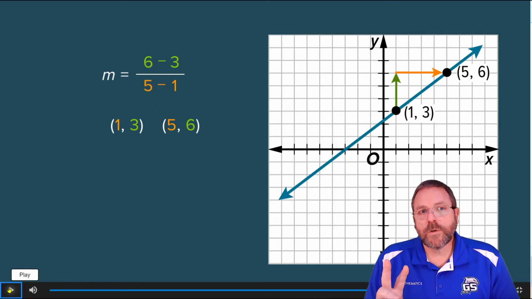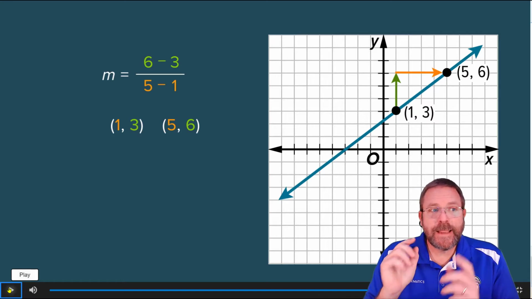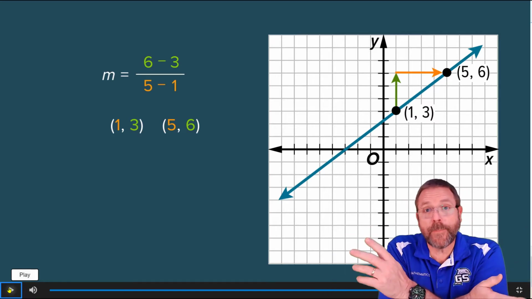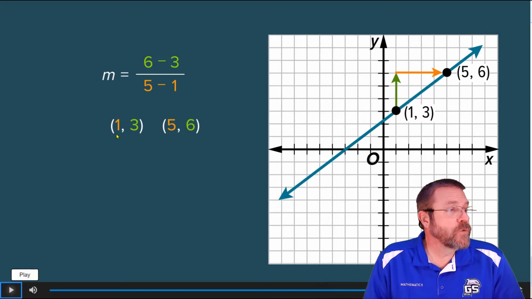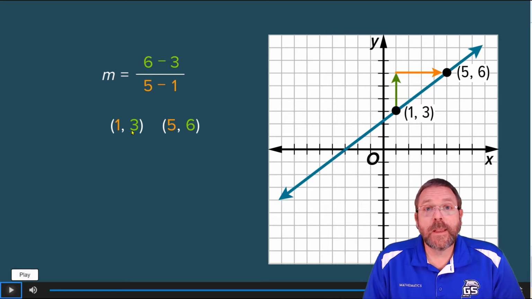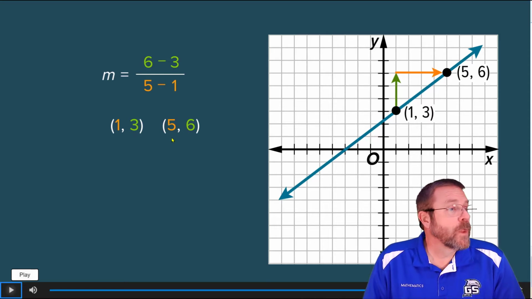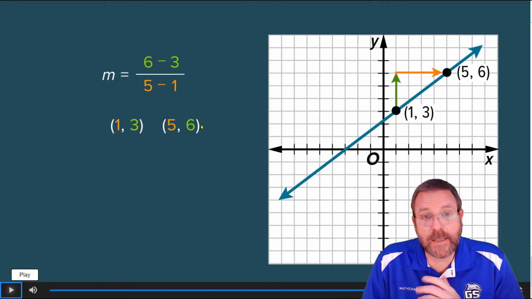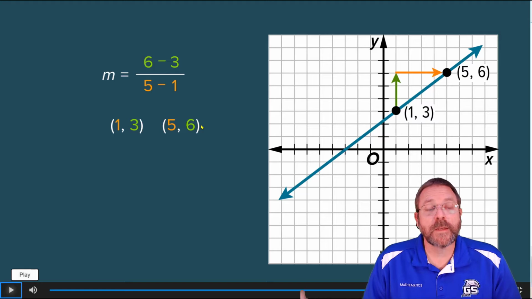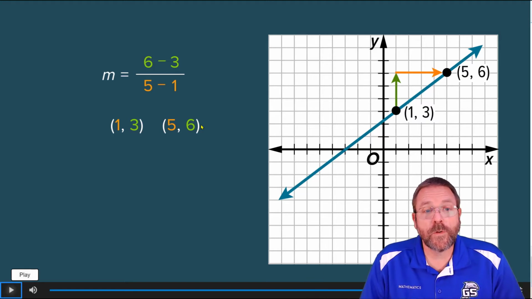Now remember I told you before, it doesn't have to be that. You could flop them and get the same answer. But what's important is that if you call this one having x sub 1, then the 3 has to be y sub 1. If you called 5 your x sub 1, then the 6 has to be y sub 1. That's what's important. It doesn't matter which one you call point 1 or point 2.